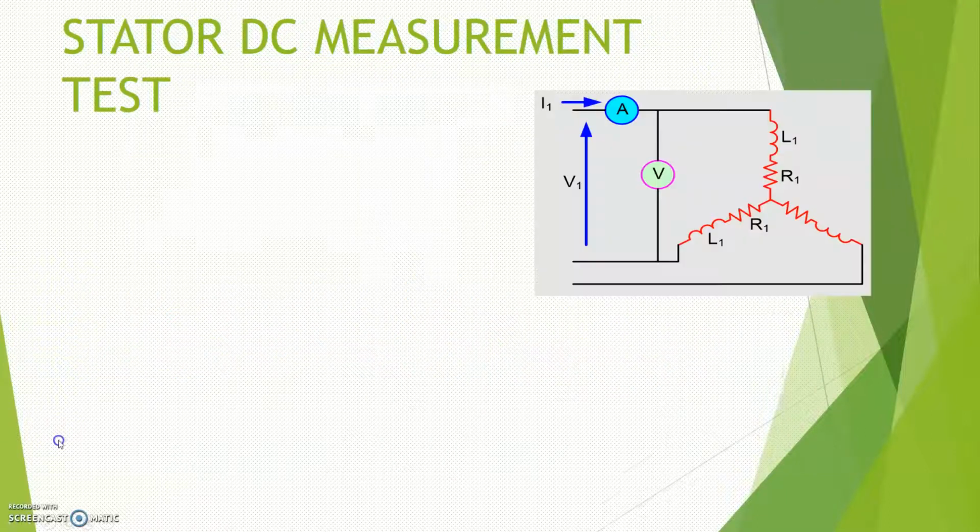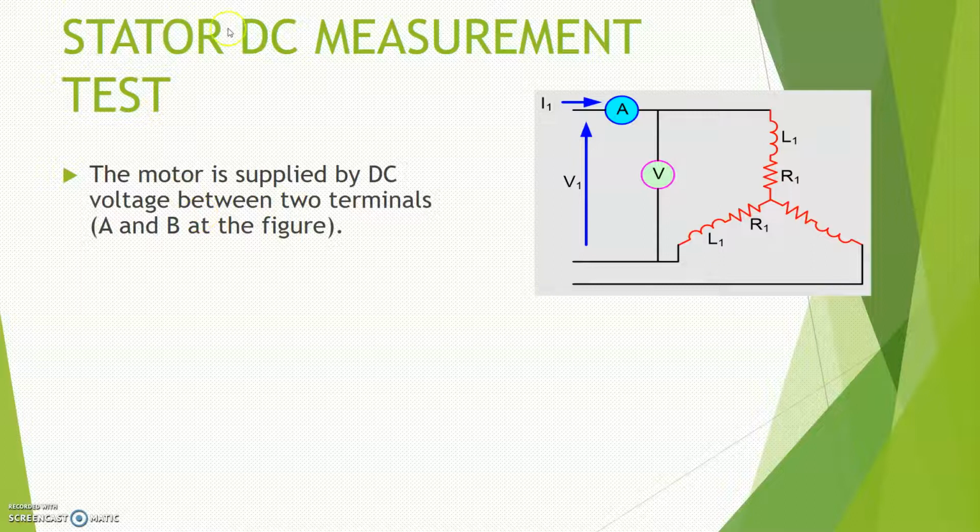Next we go to the third test, which is the stator DC measurement test. We use this test to find the value of R1. For the test condition, the motor is supplied by a DC voltage between two terminals. Consider your three-phase induction machine has three terminals: terminal A, terminal B, and terminal C. This is the first phase winding, the second winding, and the third phase winding.